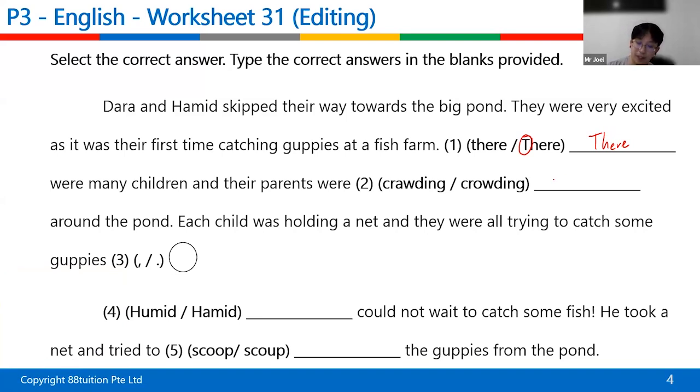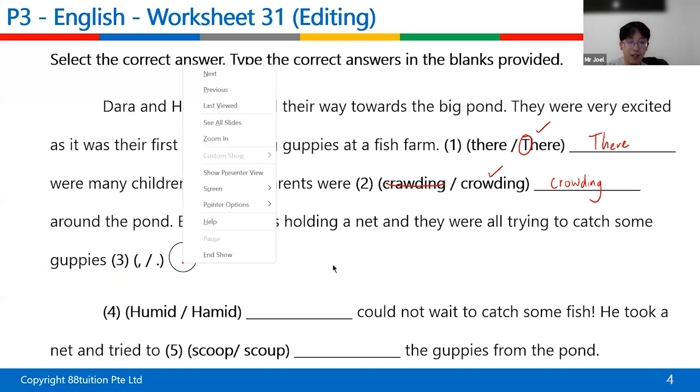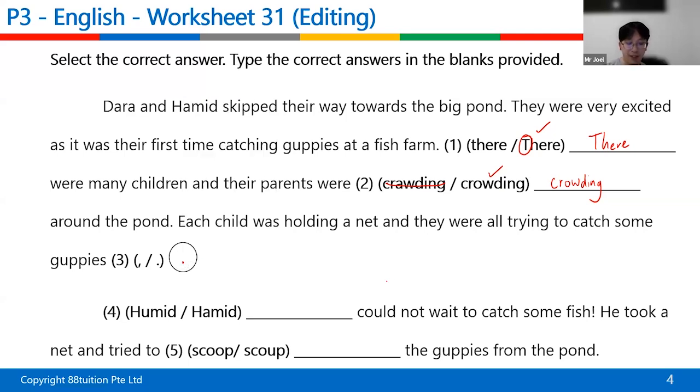Next one, obviously the correct spelling is crowding, not crowding, right? This is wrong. This is correct. This is correct as well. So it's crowding around the pond. And over here, each child was holding a net and they were all trying to catch some guppies. This must be a full stop, right? Not a comma. Because it's not the middle of a sentence, it's actually the end of a sentence.